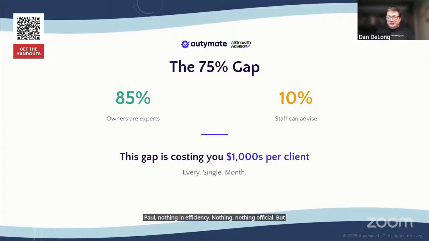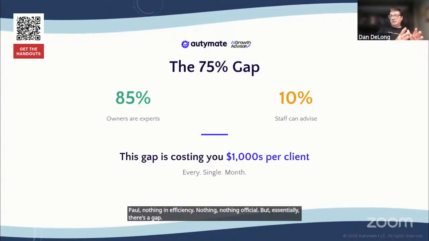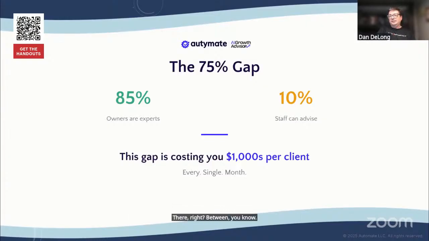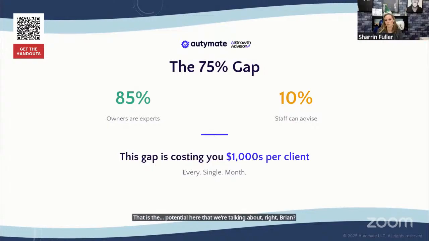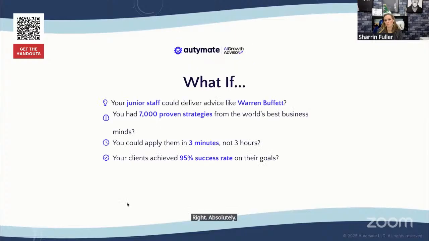But essentially, there's a gap there between you as the expert and the junior level staff members being the expert. The owners being the expert is around 85% typically, and whether your staff can advise your clients is around 10%. That is the potential here that we're talking about, right, Bryan? Yeah. Absolutely.